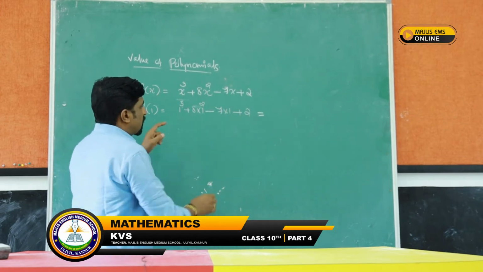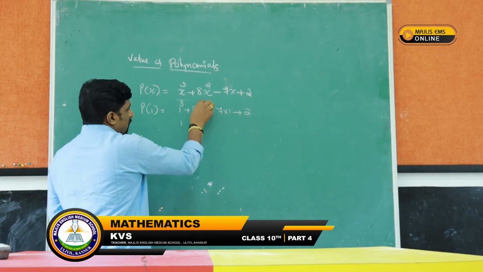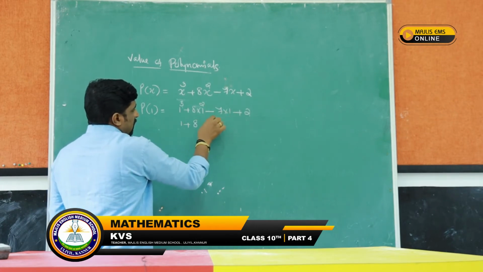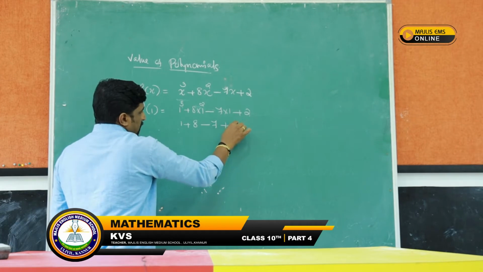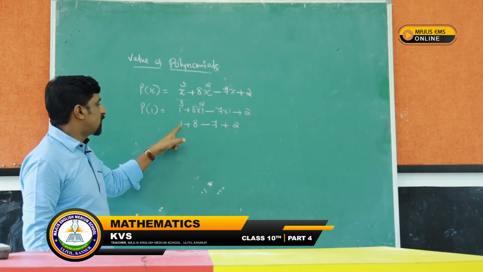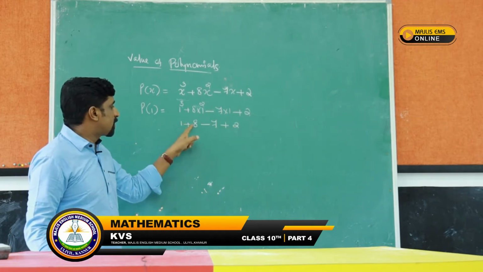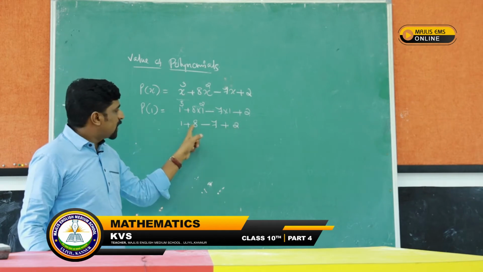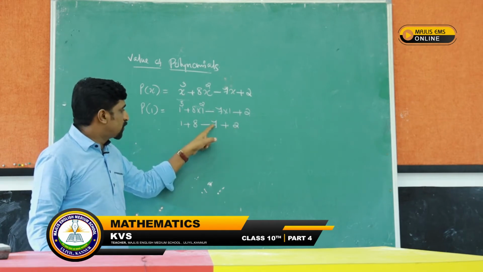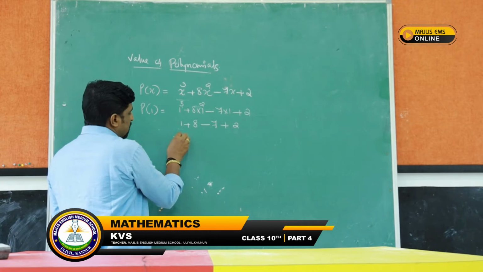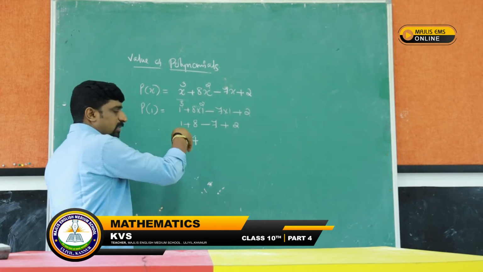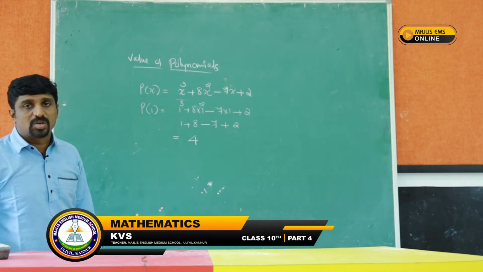1 cube is 1 itself, 1 square is 1, 8 into 1 is 8, minus 7 into 1 is minus 7, plus 2. Here the positive numbers are 1, 8, 2. Therefore, 1 plus 8 is 9, 9 minus 7 is 2, 2 plus 2 is 4. Therefore, the final answer we got is 4.